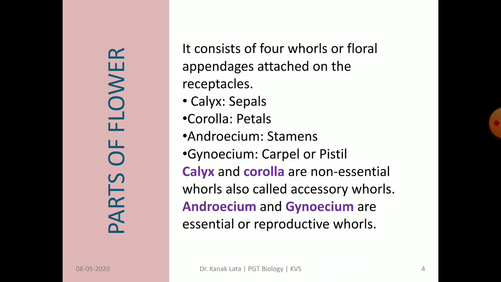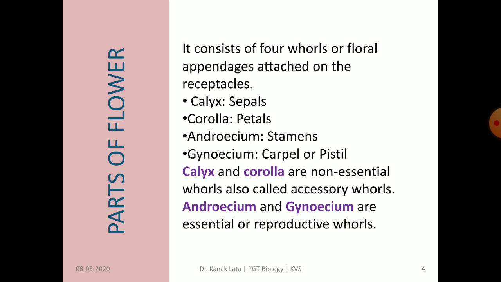Next topic is parts of flower. There are 4 parts of flower. They are calyx, corolla, androecium and gynoecium, also called sepal, petal, stamens and carpel or pistil.